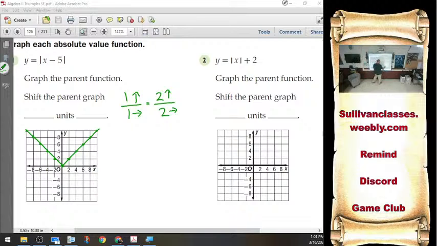That's the parent graph, then we're going to move it. I start with a parent graph, and then I'm going to move it. I would like you to shift the parent graph however far they're saying in whichever direction they're saying. I want you to move that purple V somewhere, preferably in the right direction. I should say in the correct direction. All right.